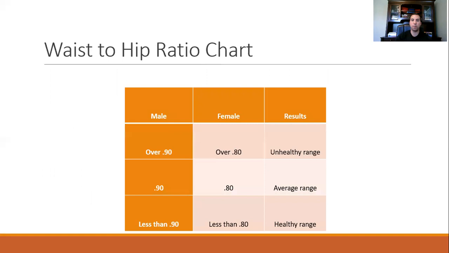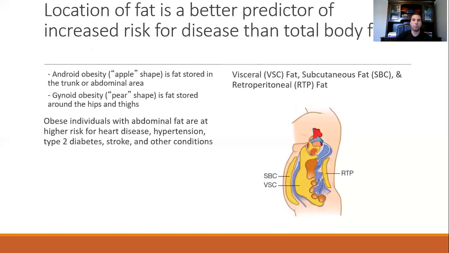So let's look at that chart now. Again, male and female are different, so it's gender specific here, where we can find a healthy range. Unhealthy would be towards being more overweight or not carrying your weight properly. So it's really about weight carrying, distribution, and disease risk. And location of fat is a better predictor of increased risk for disease than total body fat. So we're also calculating where we store our fat.